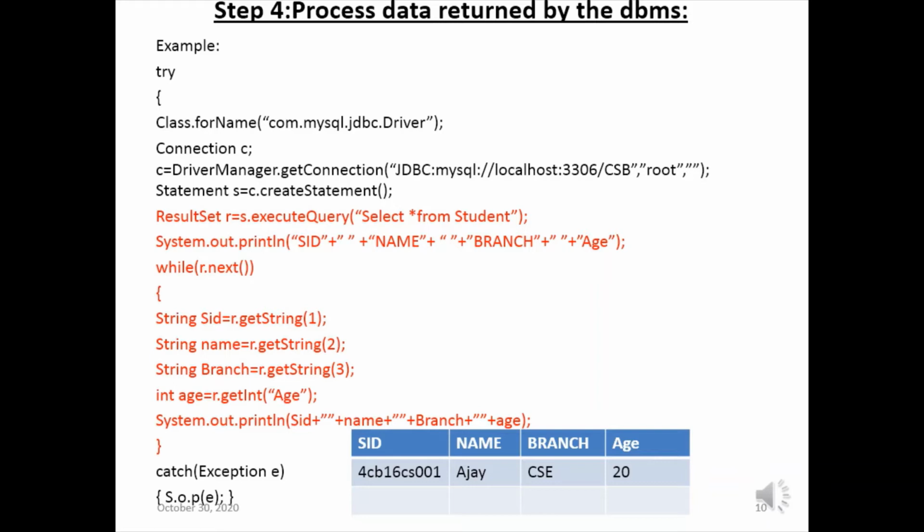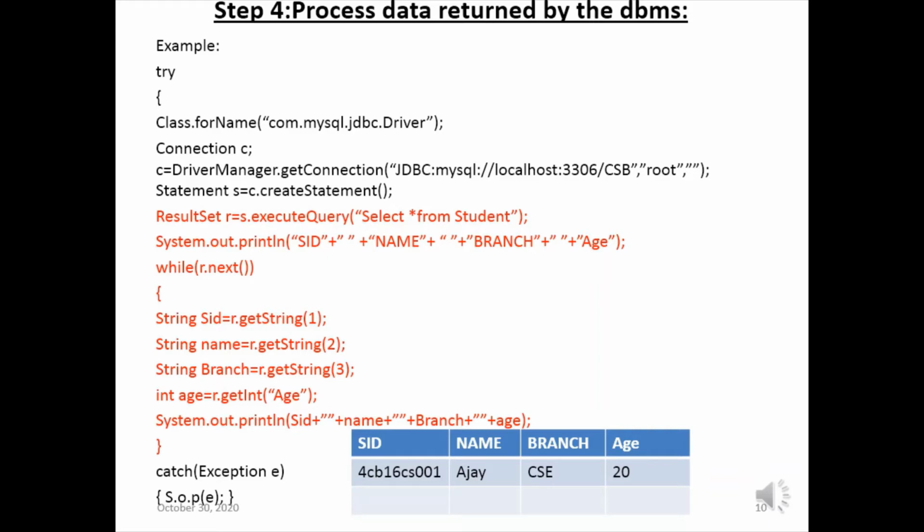Now I want to retrieve the student ID. Student ID is of type varchar and its corresponding type in Java is String. So x will be replaced by String. So getString with one argument, that is 1, the column index. The column index for student ID is 1. This method is going to return the value 4CB16CS001 to the variable SID.